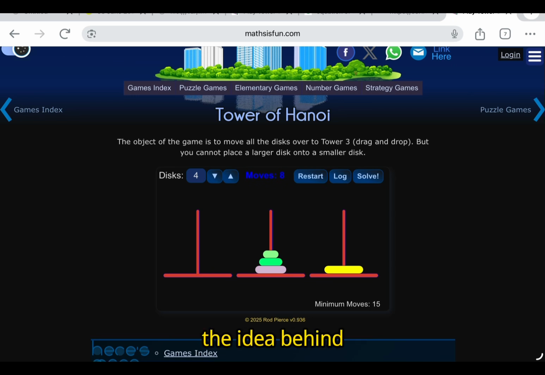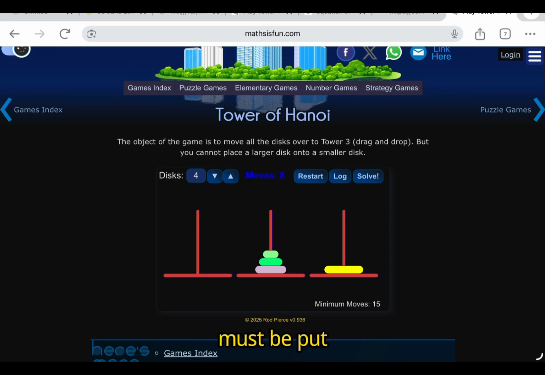So if you know the idea behind all this movement, it will help you to study computer science in GCSE and A-level, and also learning programming language. Now our task is to put the pink disk on top of the yellow disk.